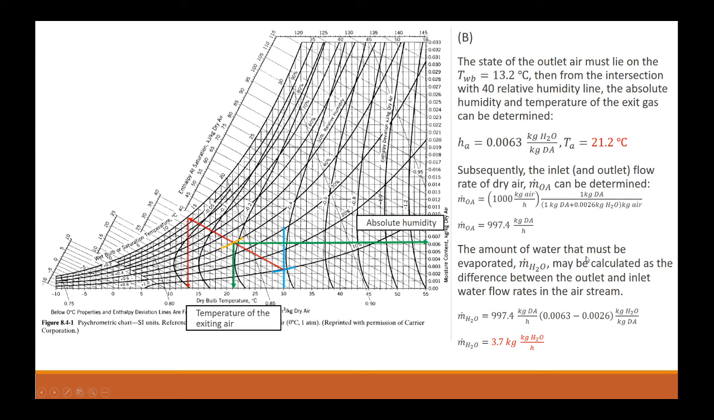Now the amount of water that must be evaporated, M H2O, can be calculated as the difference between the outlet and the inlet water flow rates in the airstream. So M H2O is equal to 997.4 kilo of dry air per hour multiplied by the difference in its inlet and outlet water flow rates here, which is 0.0063 minus 0.0026, the inlet. Okay, and that gives you 3.7 kilos of H2O per hour.